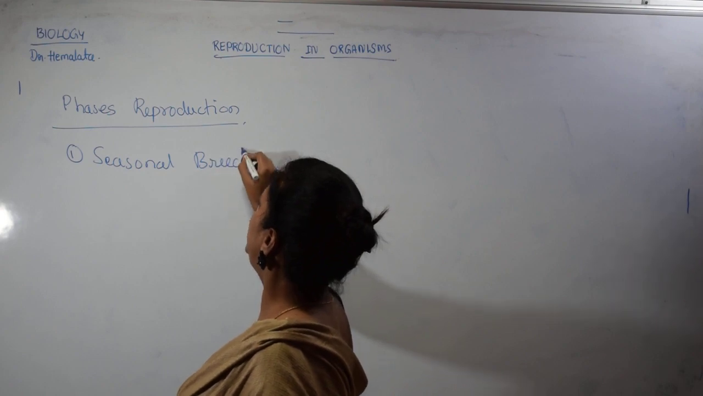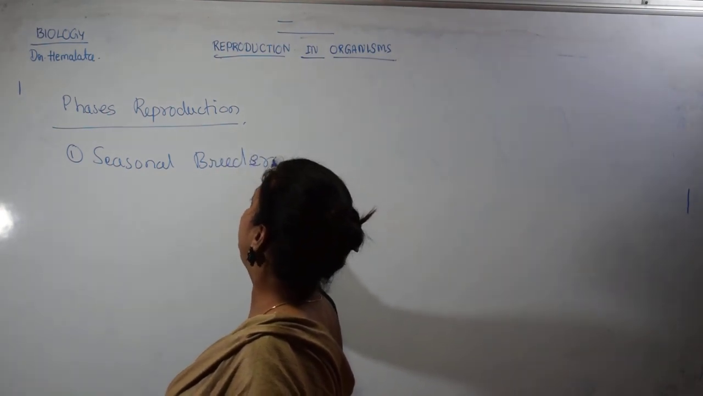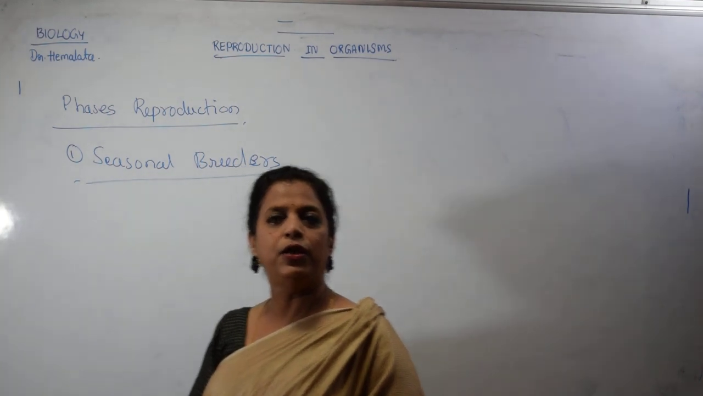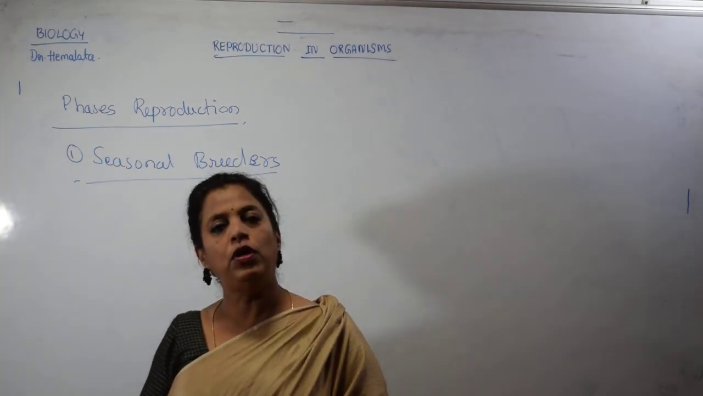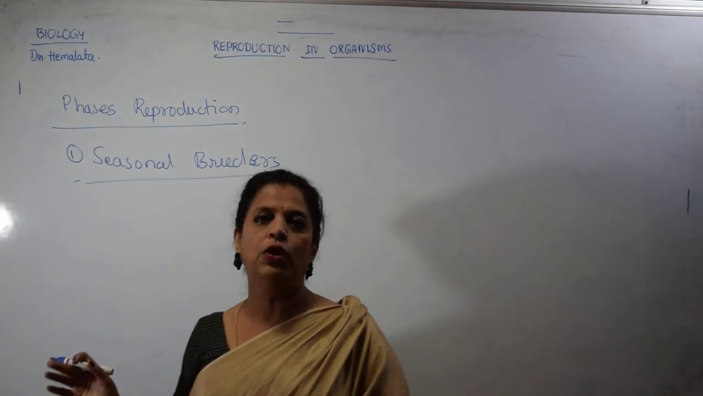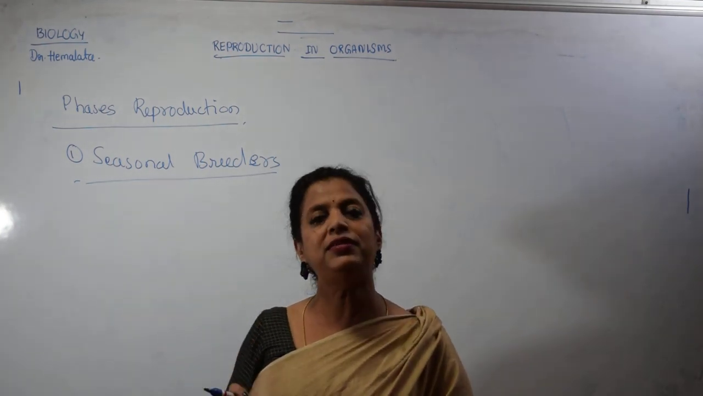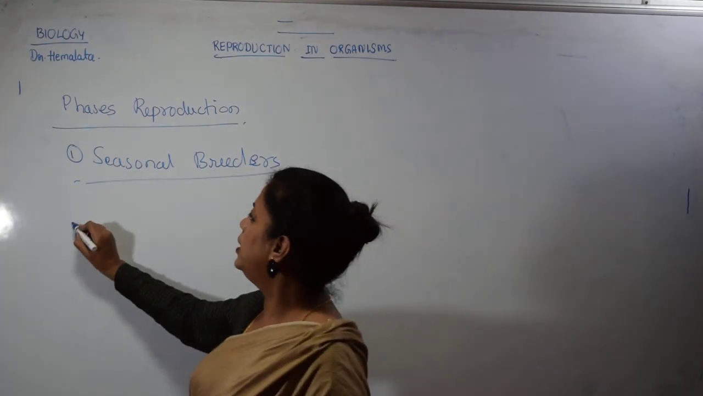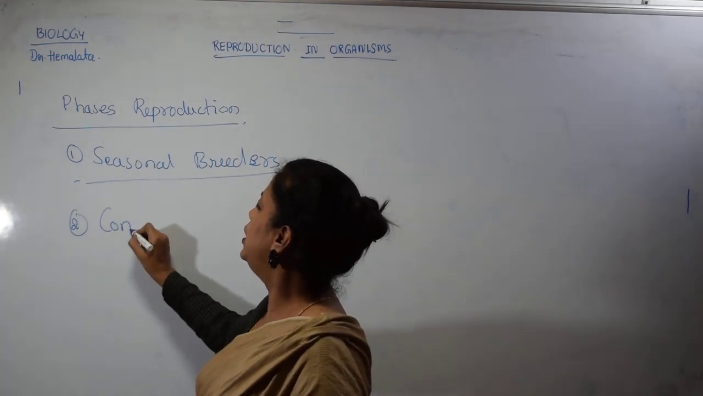These breed according to the favorable season, right? Like I told you, frogs. Frogs reproduce according to the favorable season. They will not reproduce throughout the year. Only when there is a certain season they start reproducing. Second type is continuous breeders.